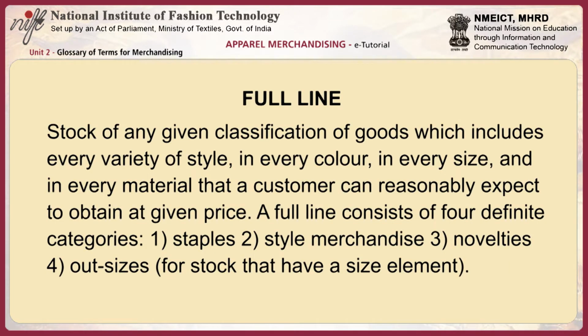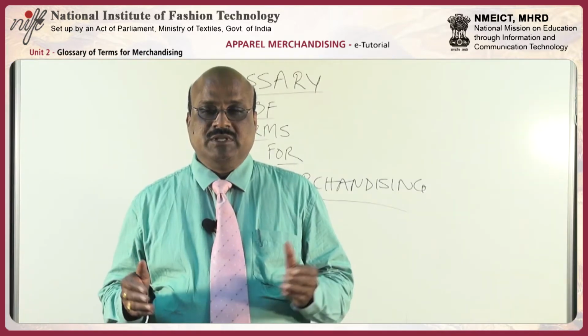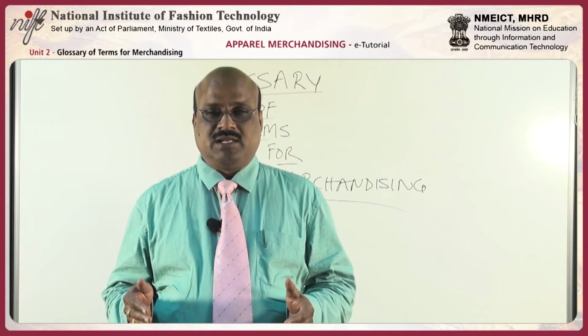Stock of any given classification of goods, which includes every variety of style in every color, in every size and in every material that a customer can reasonably expect to obtain at a given price. A full line consists of 4 different categories: staples, style merchandise, novelties, out of sizes. That means stock that have size element.